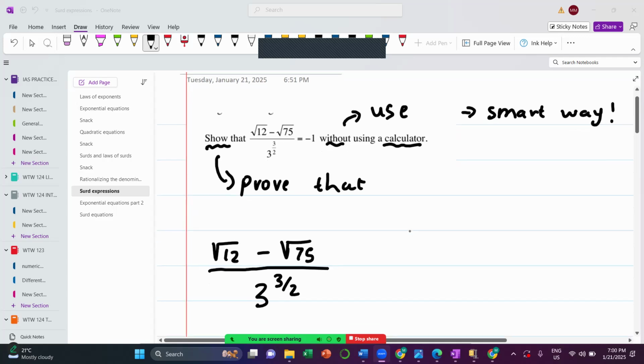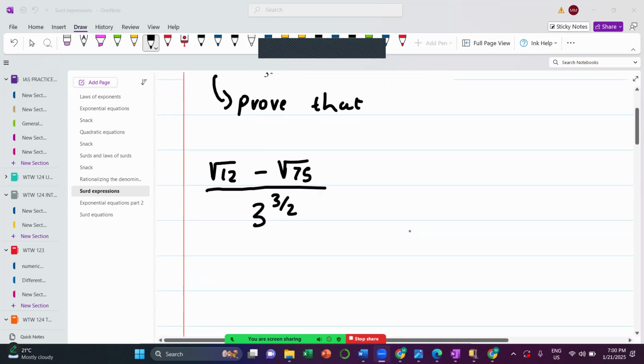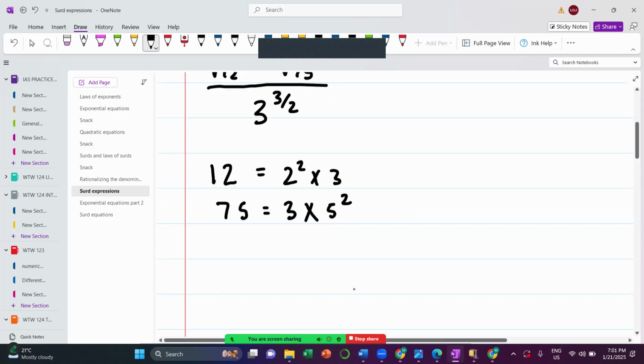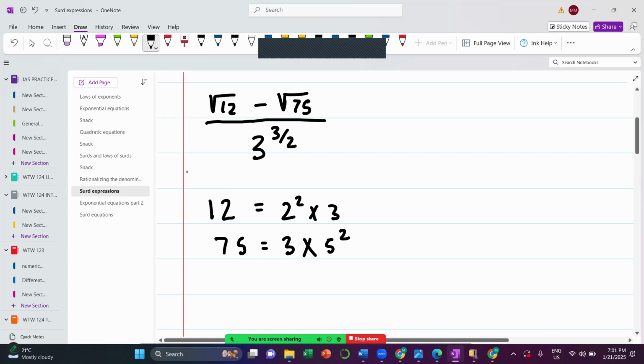So as I said, we are going to use the calculator, but in a smart way. We already use a calculator to find the factors. So let's find the factors of 12. From my calculator, I get 12 as being 2 to the exponent of 2 times 3. And let me check the factors of 75. 75 is equal to 3 multiplied by 5 squared. So now this 3 at the denominator is already okay.